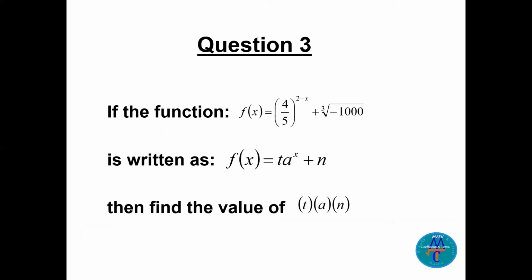Now, question number 3, if the function f of x equals 4 over 5 to the power 2 minus x plus cube root of minus 1000 is written as f of x equals t times a to the power x plus n. Find the value of t times a times n.